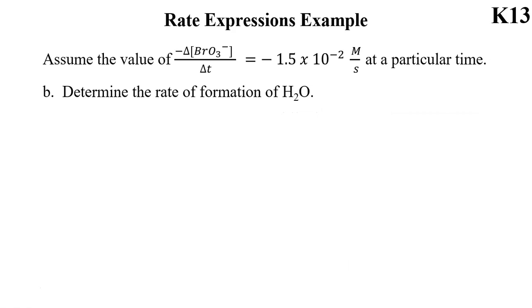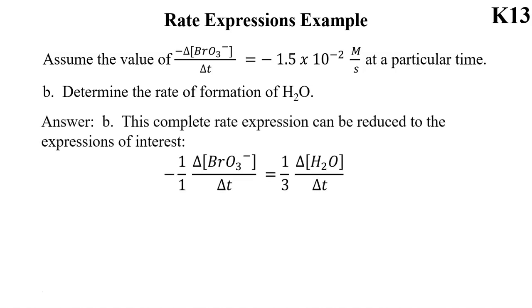Okay, so assume that the value of the reactant BrO3 is changing at a rate of negative 1.5 times 10 to the minus 2 molar per second at a particular time. Determine the rate of formation of H2O, which is on the product side. So what you can do is take the part of the rate expression that just includes those two, the reactant BrO3 and the product H2O. You just equate those two, pull those off from the previous slide, and you have that.